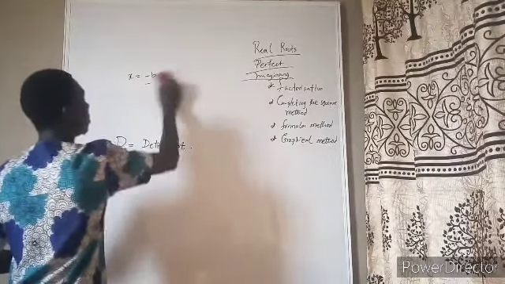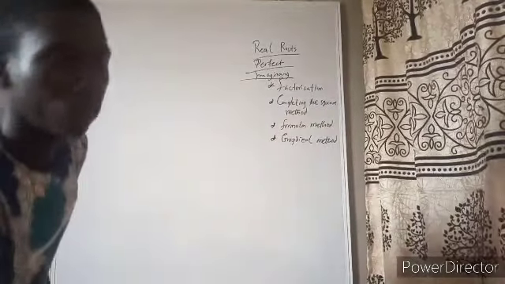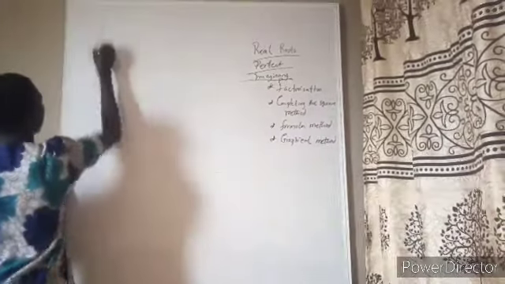Okay, so the determinant is equal to b squared minus 4ac. Now I want to give you three diagrams.